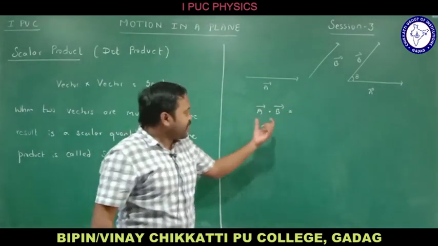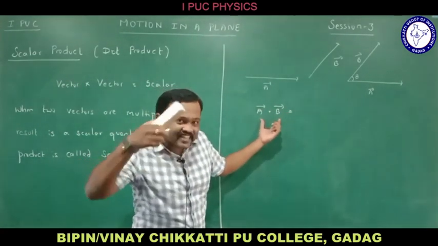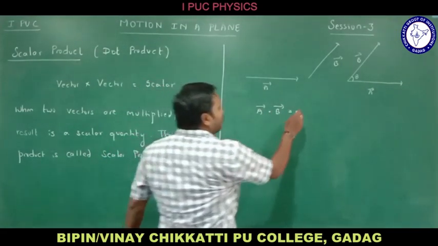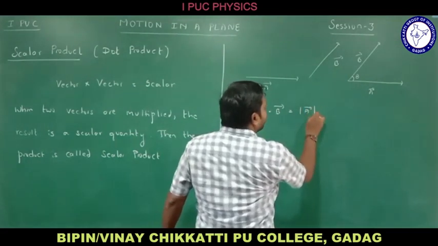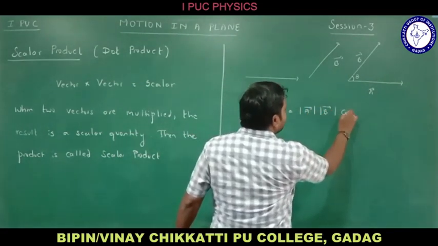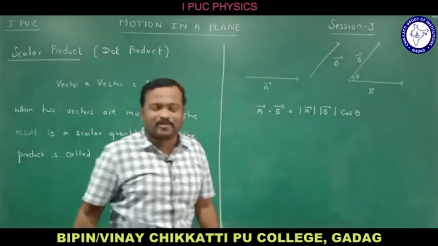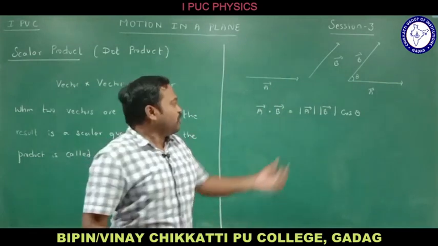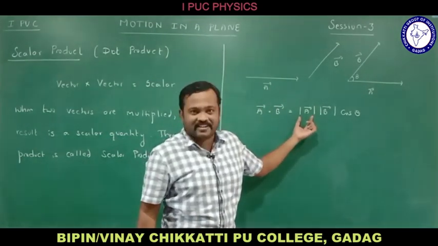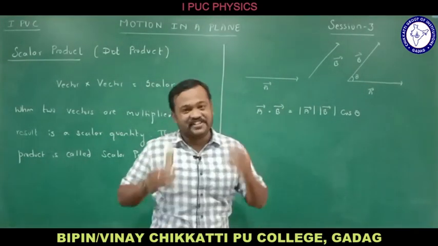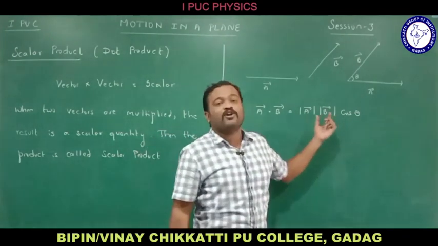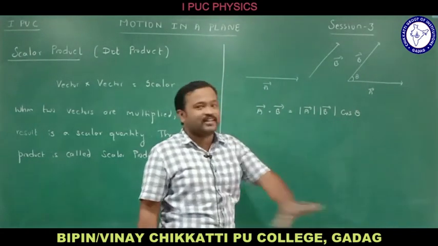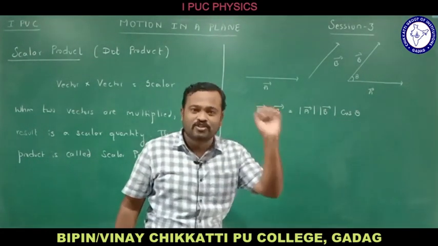We are multiplying two vectors. If the result is a scalar, we need to write it as a dot. So what is a dot b? A dot b is equal to modulus of a, modulus of b, cos theta. Do you remember this formula? Modulus of a is nothing but the magnitude of a, and modulus of b is the magnitude of b. So modulus of a, modulus of b, cos theta is the formula for a dot b.